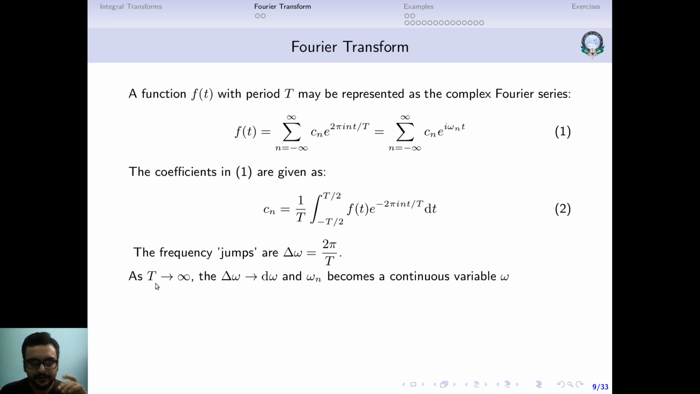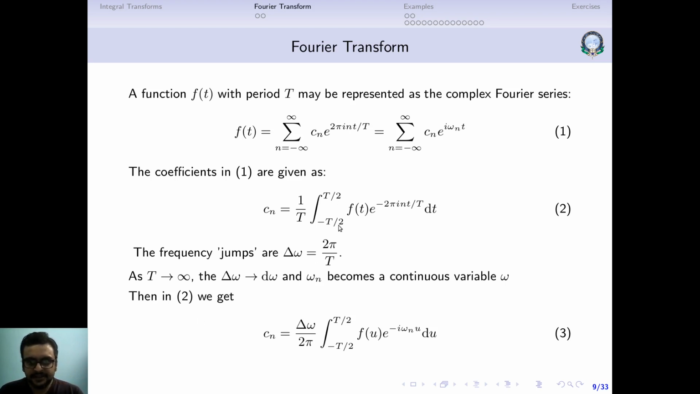So in the case of Fourier transforms, that means we are going to allow functions to have an infinite time period, that is, T tends towards infinity. The frequency jumps are going to become infinitesimally small, and the frequencies are no longer going to be discrete, but they are going to become continuous variables omega. So that's a key idea that we need to keep in mind.